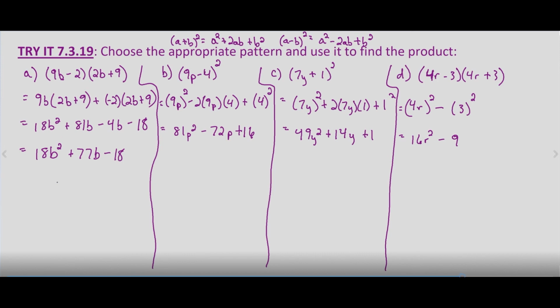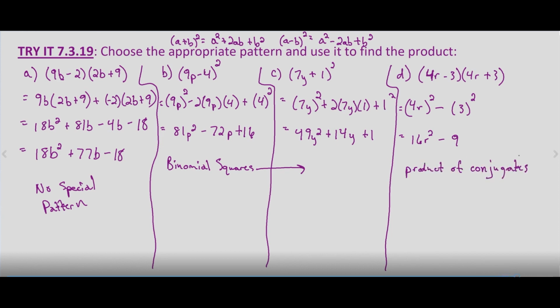So again, part A, no special pattern. Part B, we're looking at binomial squares. Same thing with part C. And then on part D, we're looking at the product of conjugates. And again, as always, if you don't remember the special pattern, don't fret. You can always use the methods that we've used in the past. With binomials, you can use any of the three: FOIL, distributive property, or the vertical method. With other polynomials, you can use either the distributive method or the vertical method.